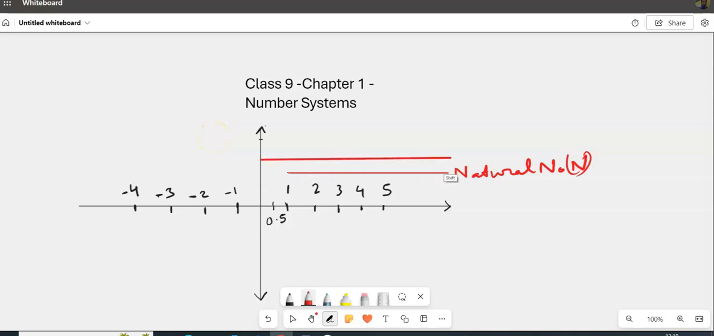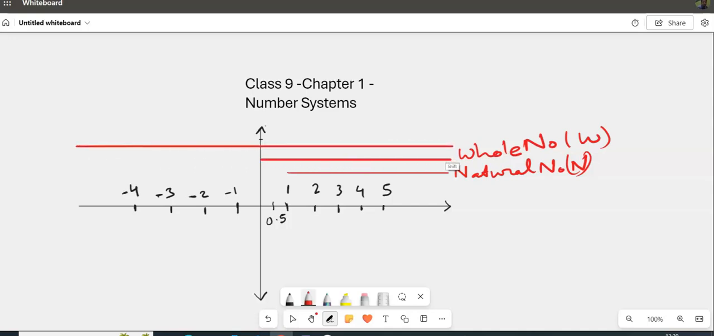and all the way to the end, and these are called whole numbers. We use W for them, and then we have integers, which goes all the way from the negative x-axis to the positive x-axis, and these are called integers, which are denoted by Z.